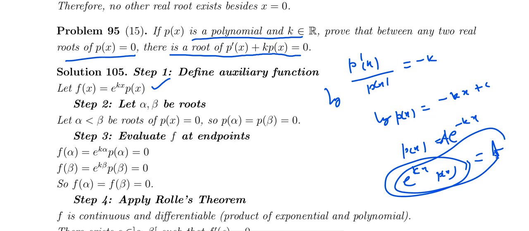So define e power kx into p of x. Alpha, beta under the root, that is alpha is less than beta, between any two real roots of p of x equal to 0. So alpha, beta under the root, now p of alpha, p of beta equal to 0. Now f of alpha, f of beta both are equal to 0. So we can apply Rolle's theorem for the f.